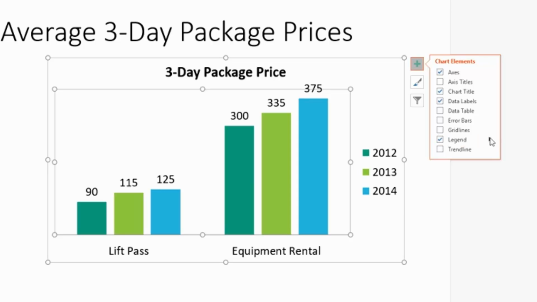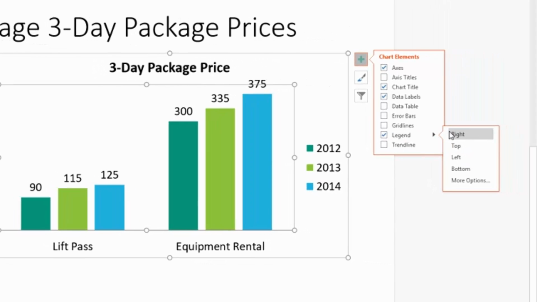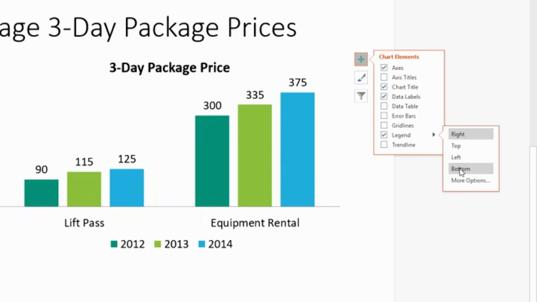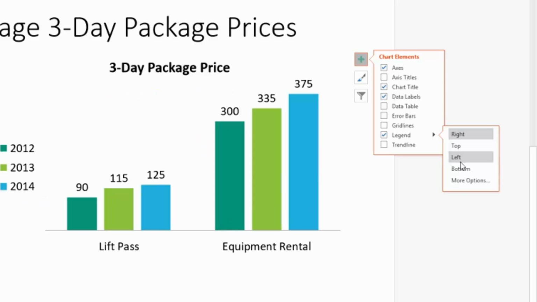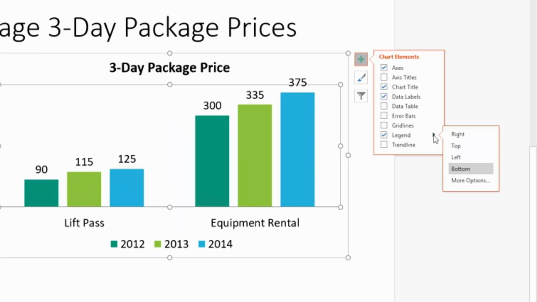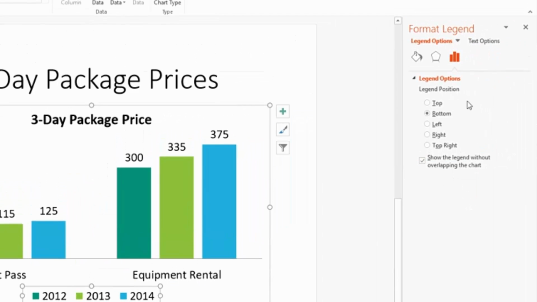And then we can also go to a sub menu, which would give us more options. So we can put the legend at the top, left, bottom, wherever it makes sense. We're going to click bottom, because for this, there's too much going on at the top. It doesn't look really good on the sides, so we're going to put the legend on the bottom here. And then we're going to click more options. So we have more options here for the legend as well.